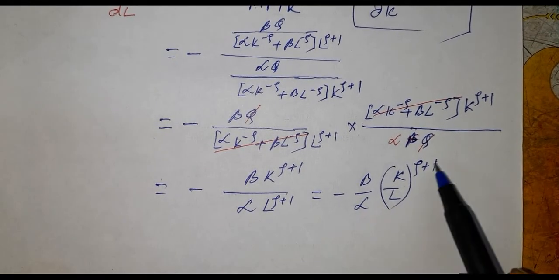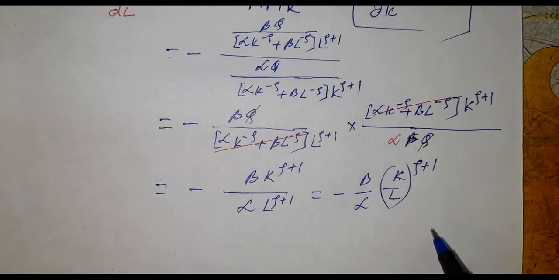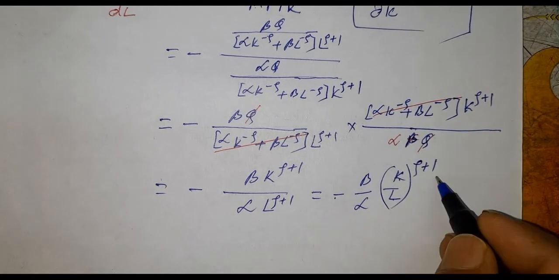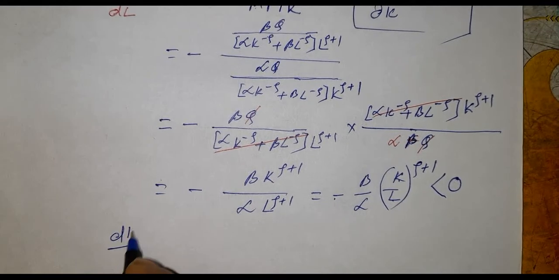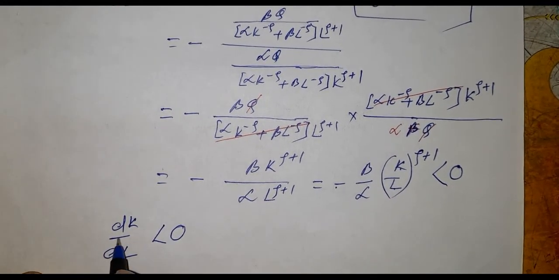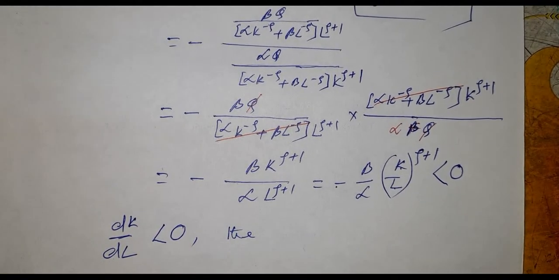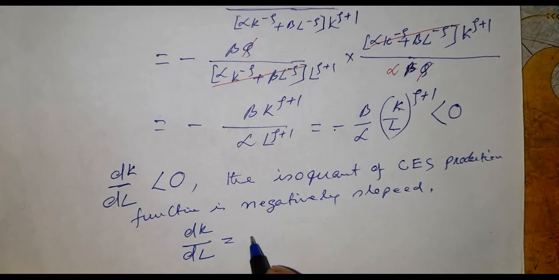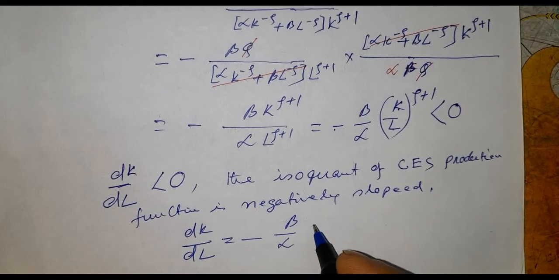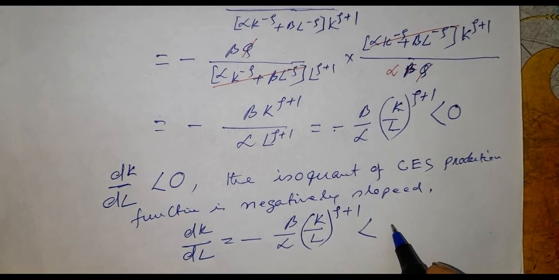Since beta, alpha, rho are positive constants and capital and labor are also positive, because of this negative sign, this is nothing but negative or less than 0. Here we get dk by dl less than 0, so the isoquant of CES production function is negatively sloped, or the slope of the isoquant of CES production function is dk by dl equal to negative beta by alpha into k by L whole to the power rho plus 1, that is less than 0.